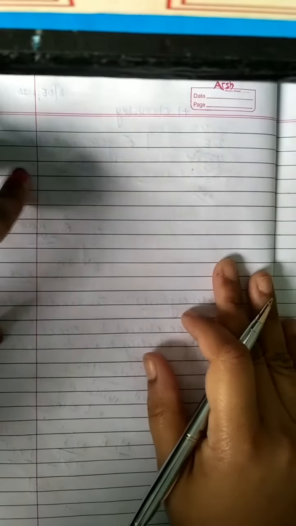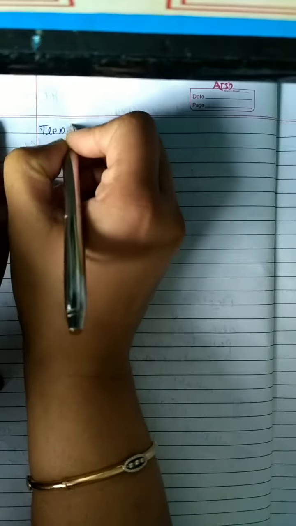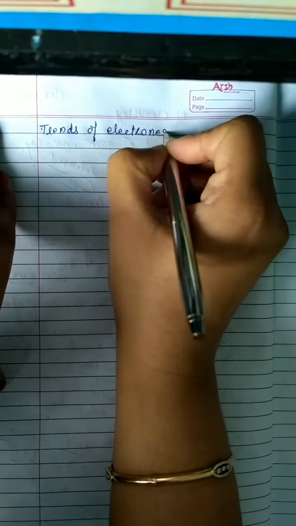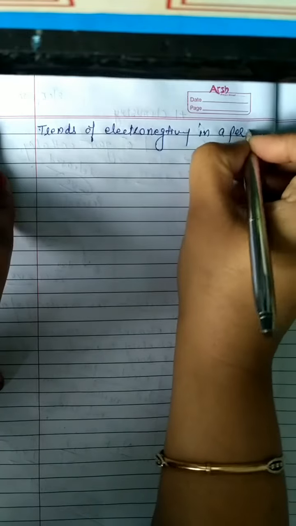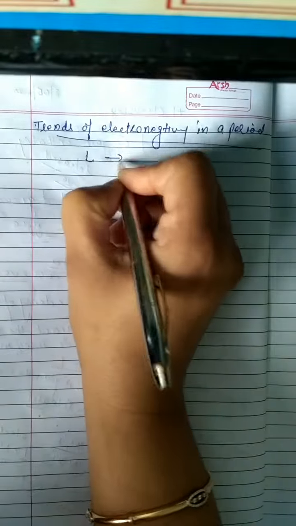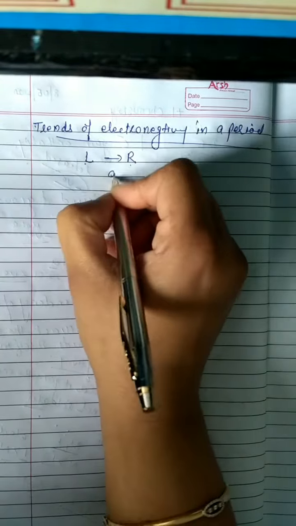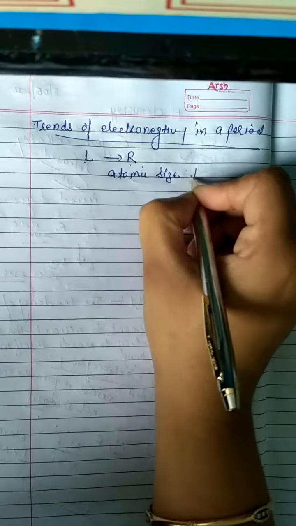Firstly, trends of electronegativity in a period. In a period, we are moving from left to right. And when we are moving from left to right, the atomic size decreases.